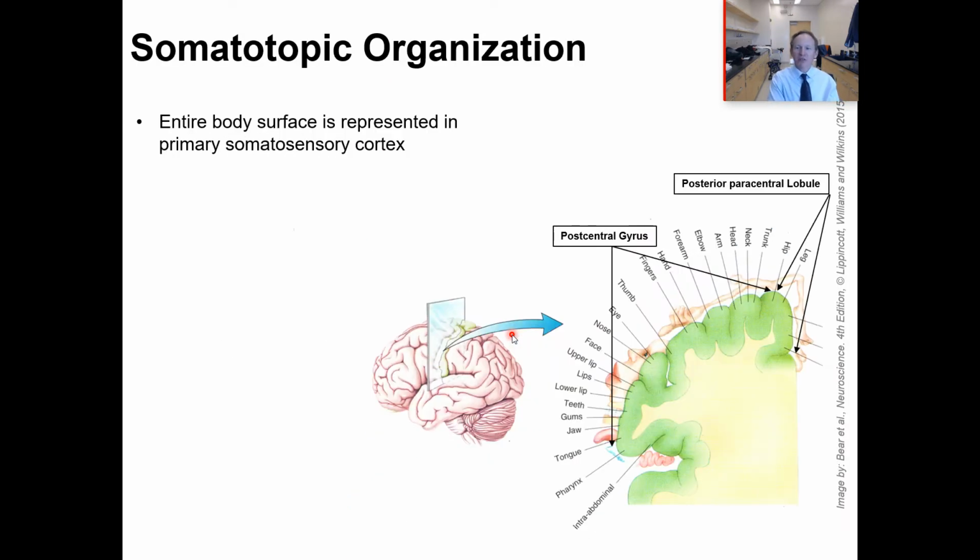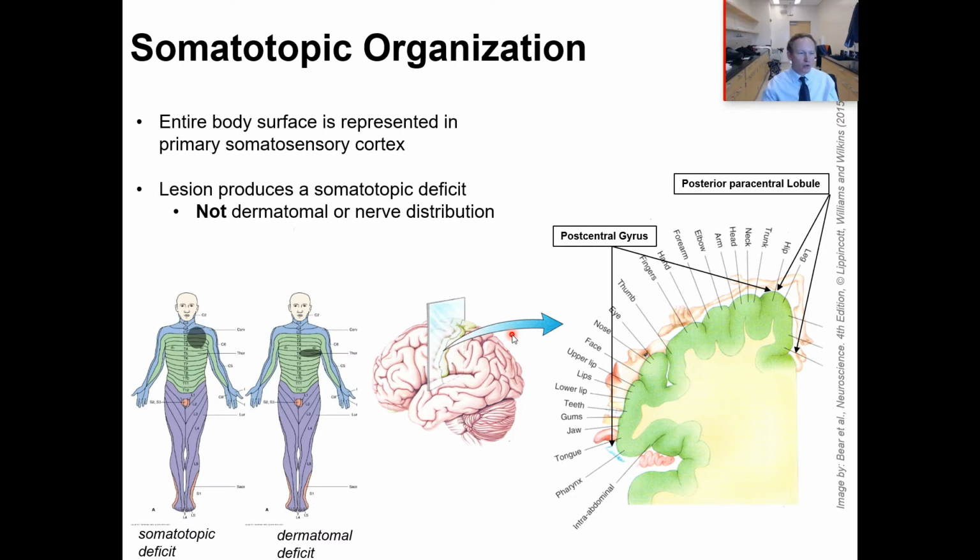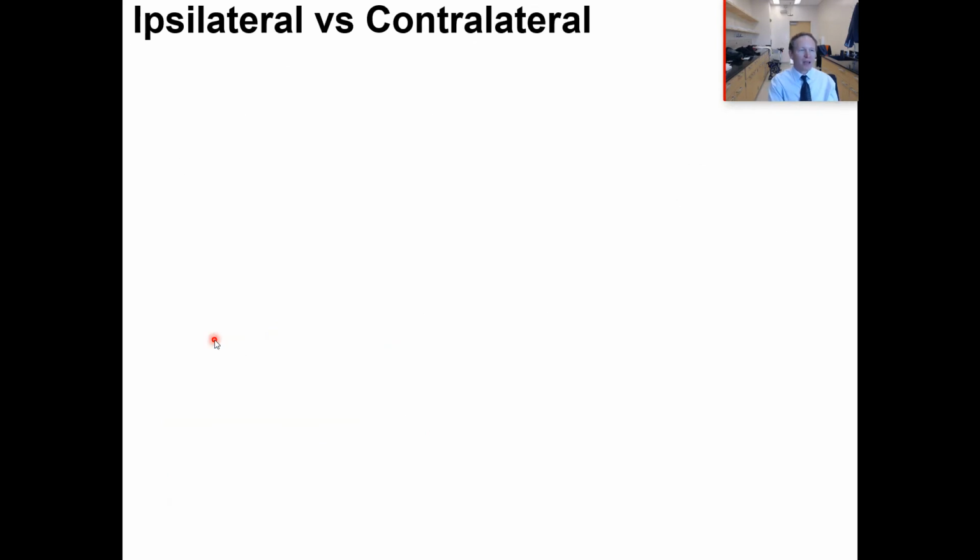This image shows the somatosensory homunculus and how the body is represented on the somatosensory cortex. Lesions in the cortex, the thalamus, and the internal capsule produce deficits that have a somatotopic distribution, and that does not follow a dermatomal pattern. Here you see the difference between a dermatome pattern and a somatotopic pattern that is not constrained to a nerve or dermatomal boundary. Another important aspect is whether the lesion and the deficits are ipsilateral or contralateral to each other.